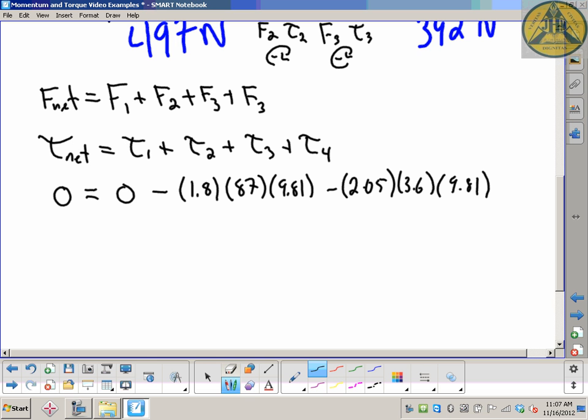So the only unknown variable will be our F4. For some reason it says F3 up here. So it is a distance of 4.1 away, and F4. There we go. So punching this up in the calculator, 1.8 times 87 times 9.81, 1536. Minus from that, 2.05 times 3.6 times 9.81, 72.4. Add to that the 4.1 F4.